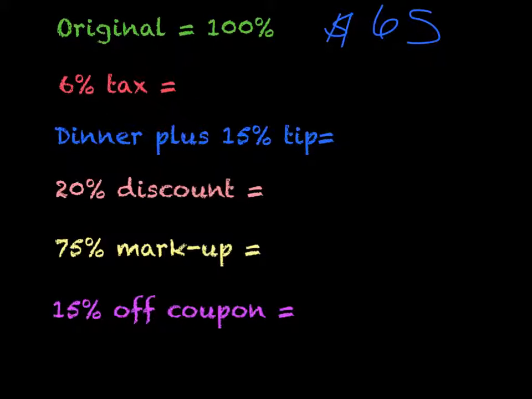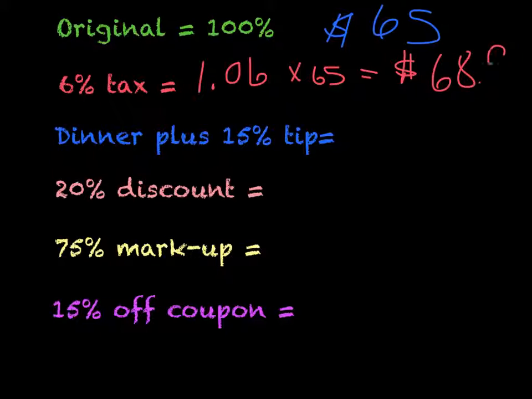If I wanted to find out what a 6% tax is, I would convert that to 1.06 because it's extra, multiply by $65, and my final price would be $68.90. Now my calculator just said 0.9, but since we're talking money, I'm going to say 90 cents. Okay, dinner plus a 15% tip. So I'm going to do 1.15, since I'm paying extra, times $65, and that is going to be $74.75.